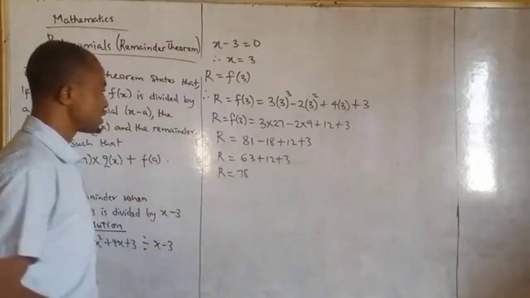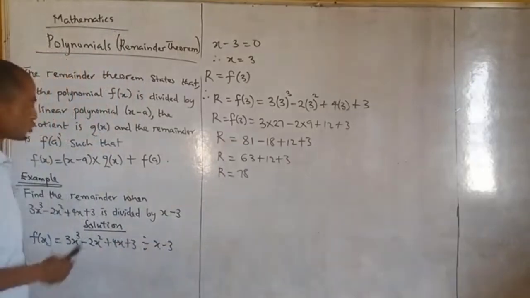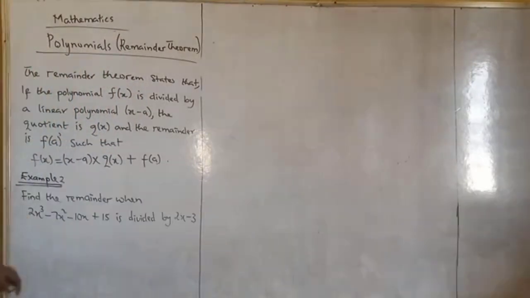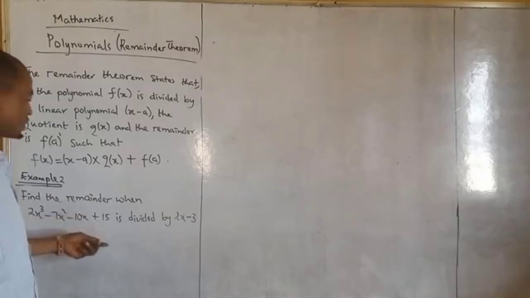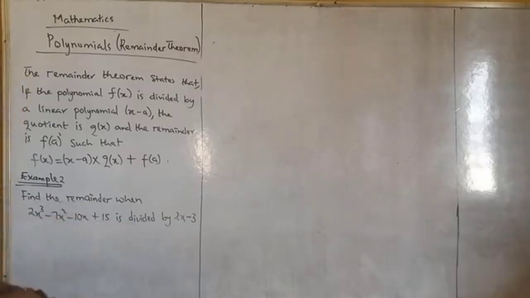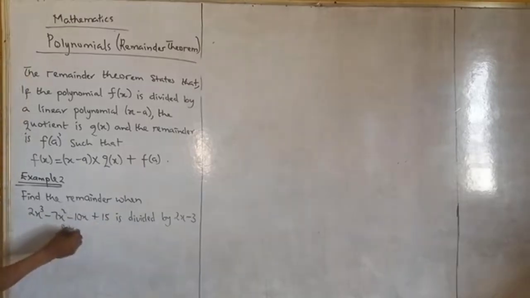If you use the long division method, you are going to get 78 as well. So we take another example. Let us look at this second example. Find the remainder when 2x cubed minus 7x squared minus 10x plus 15 is divided by 2x minus 3. Here, you have solution.